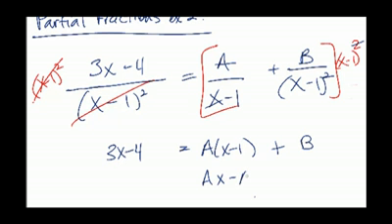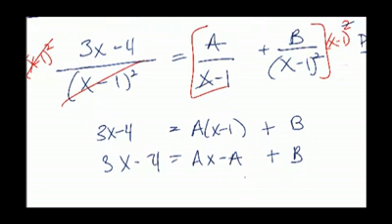Ax minus A. Yes, you could let x equal 1, and then that would make that disappear. You could solve for B. But I'm just going to do the equating coefficients again. It's the fail-safe, always works, no matter what, if you can do partial fractions.